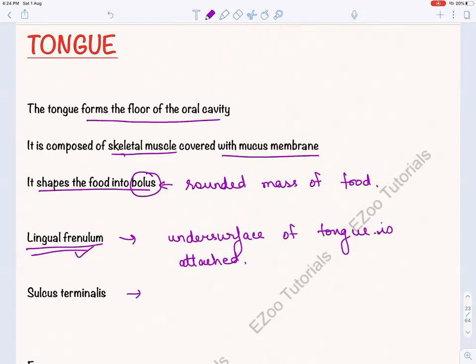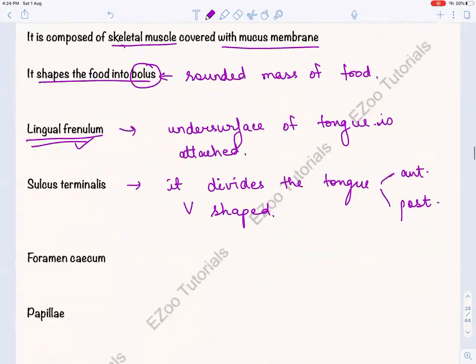What is sulcus terminalis? That's a V-shaped structure that divides the tongue into what? Into anterior and posterior portions. Okay, into anterior and posterior. It is V-shaped. So if you're not able to understand, you can just think that if this is the tongue, then this is the sulcus terminalis.